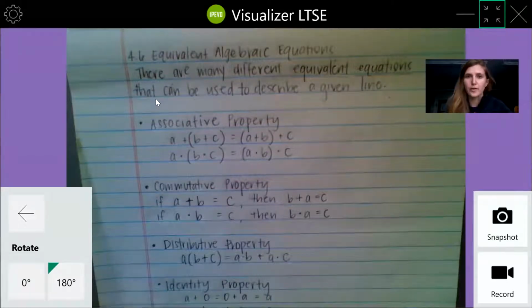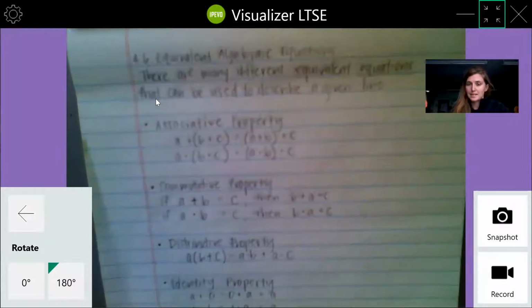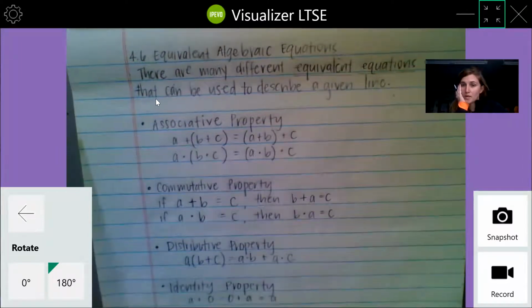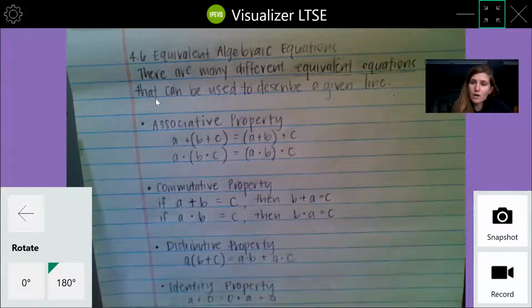Okay, we're going over 4.6 equivalent algebraic equations. So the main point in this lesson is that there are many different equivalent equations that can be used to describe any given line. And what we're going to take a look at are our basic algebraic properties. And those are going to help us see how we can prove two different equations that might look different are actually the same thing.